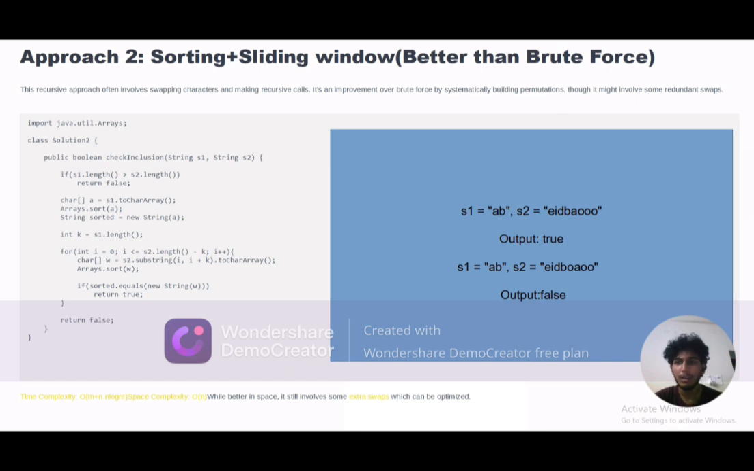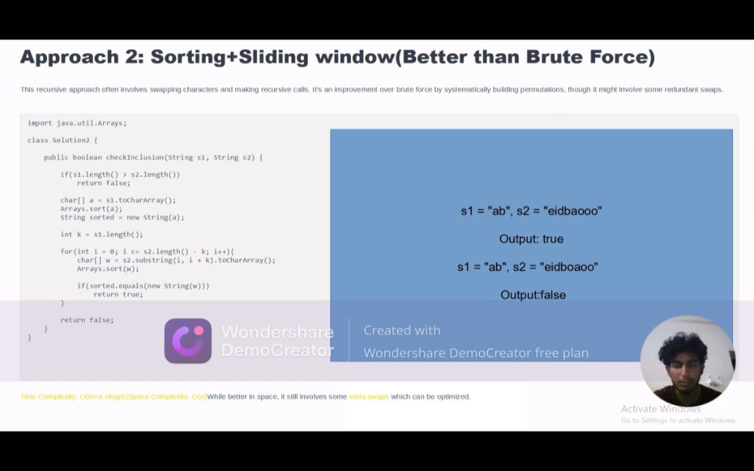If you check the code, if s1.length is greater than s2.length, it will return false, because s1 is the string we want to check for in s2. If its permutation is present in s2, we print true, or else we print false. Here we created a character array from s1.toCharArray(), which separates the string into different characters.